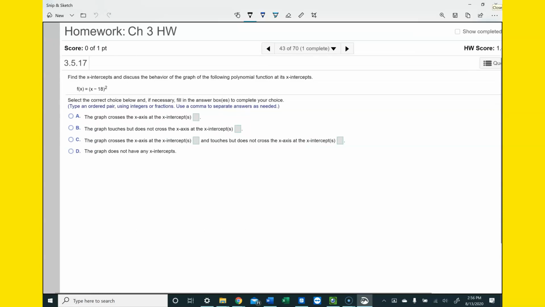All right, find the x-intercepts means we're setting this equal to 0. And if we set this equal to 0, it's actually already in a very simple form. It's x minus 18 and another x minus 18, so it's kind of already factored. This equals 18, and that is a double root or a multiplicity of 2.